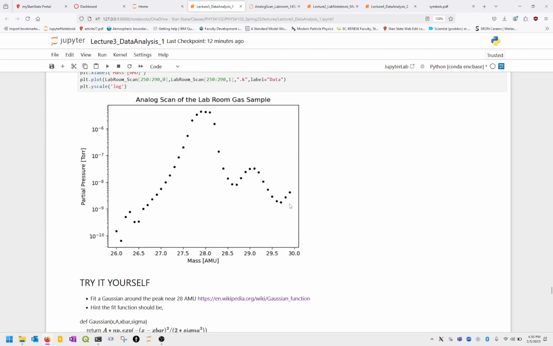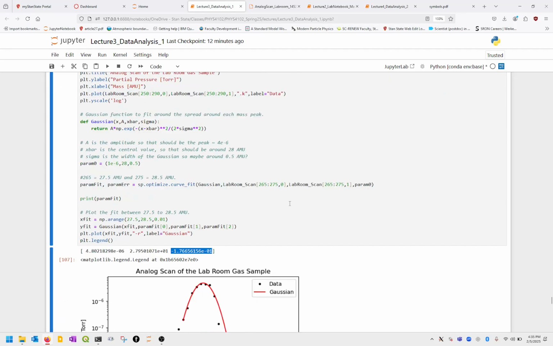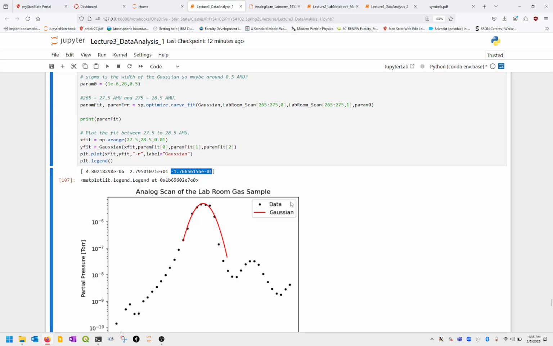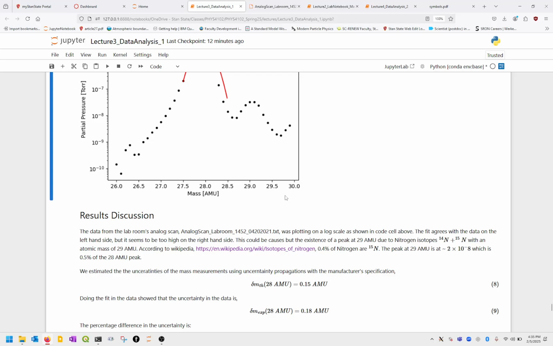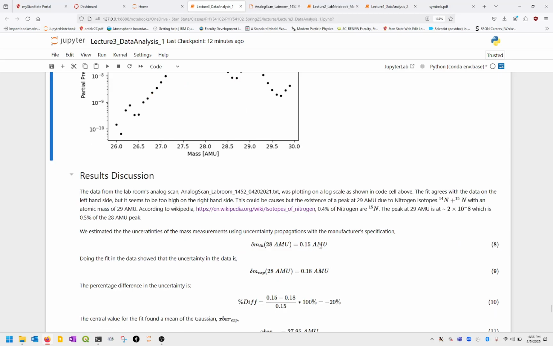Okay. With that, what I want to wrap up today is how you write this up in your result discussion. So we did the whole analysis. The analysis ends here. Now we're going to talk about the result discussion in your notebook.